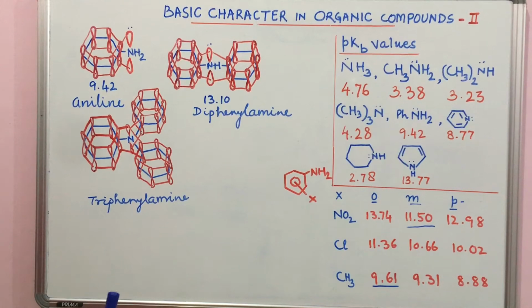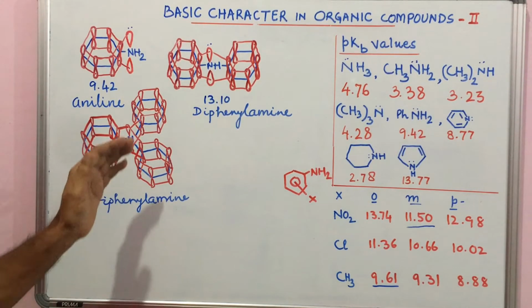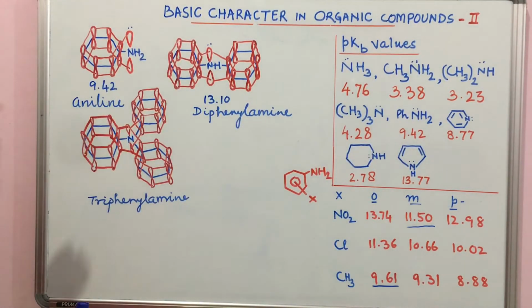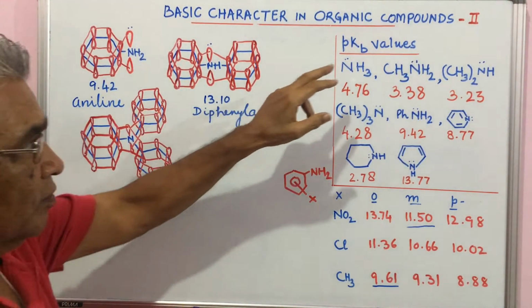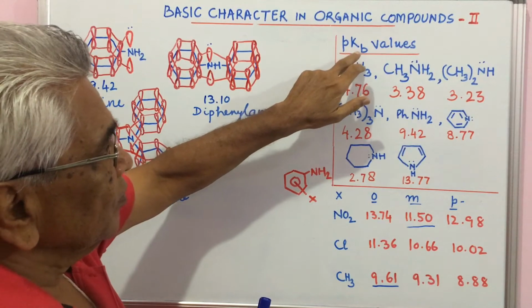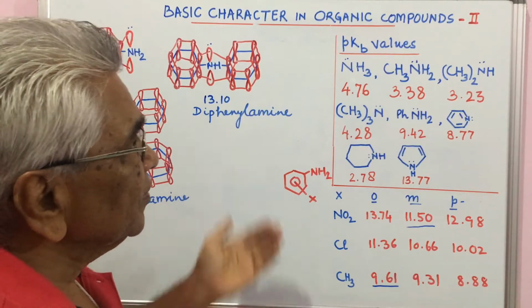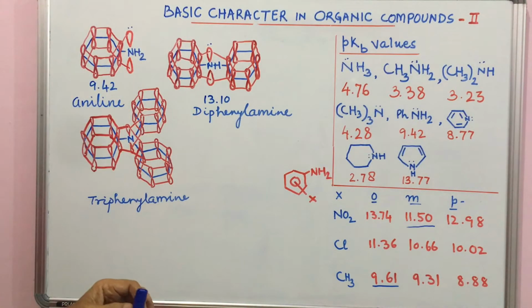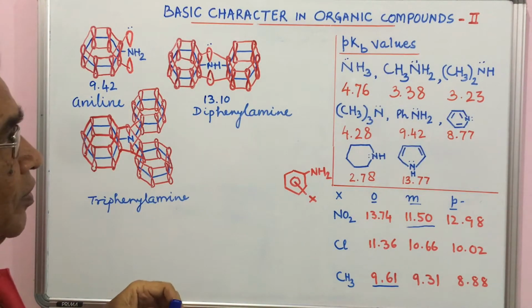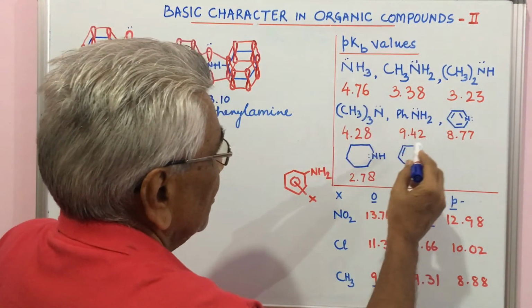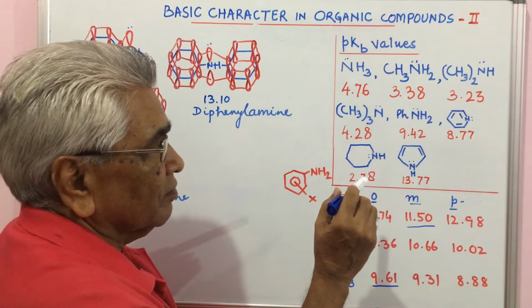Welcome viewers. I will take today the comparison of basic character in various compounds. Kb stands for basicity constant and pKb is the negative logarithm of Kb.